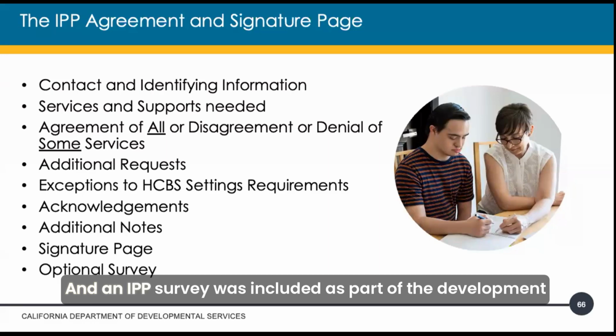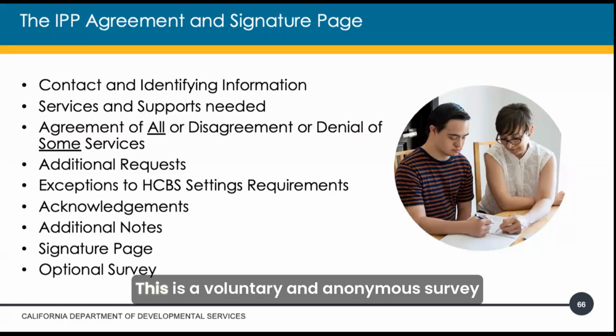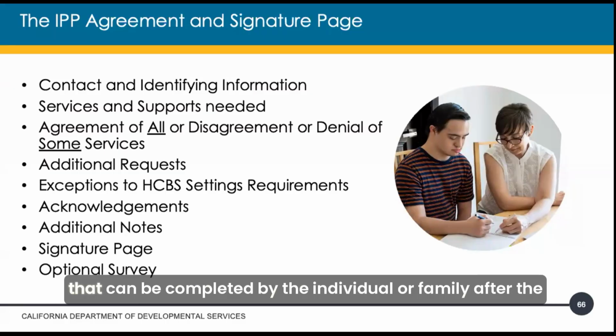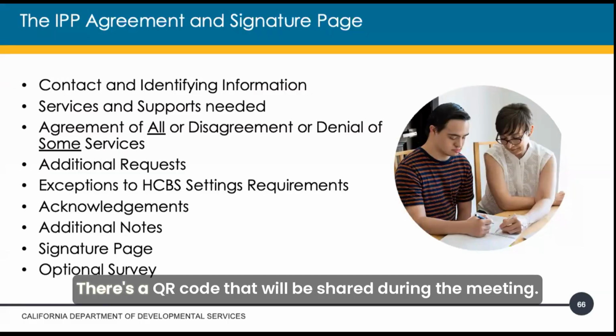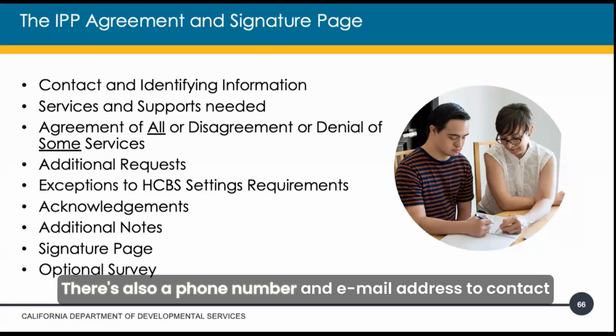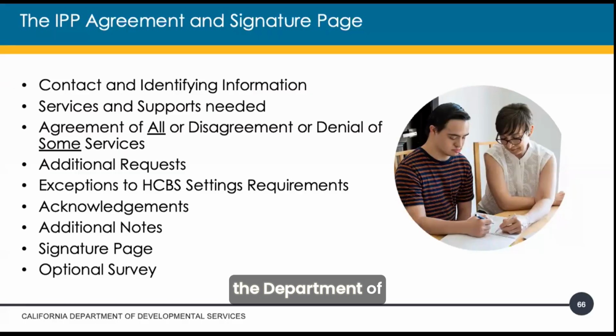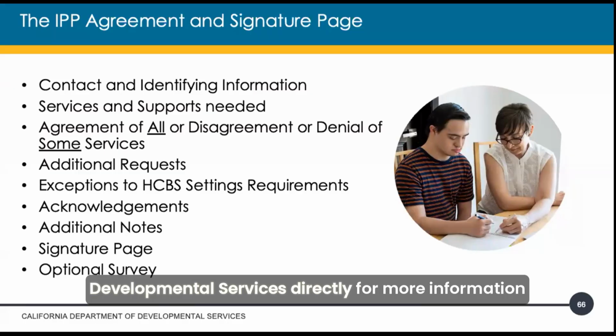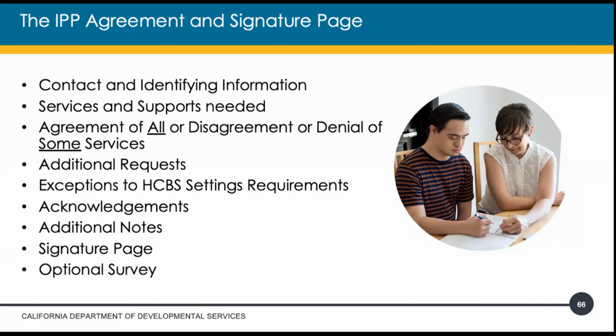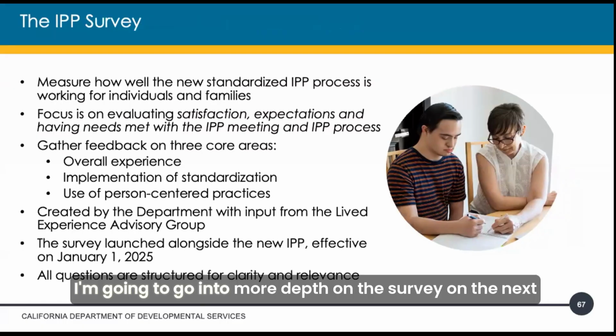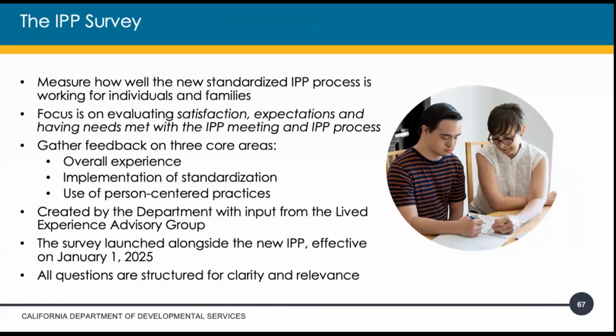And an IPP survey was included as part of the development of the standardized IPP. This is a voluntary and anonymous survey that can be completed by the individual or family after the IPP meeting. There's a QR code that will be shared during the meeting. There's also a phone number and email address to contact the Department of Developmental Services directly for more information, or to receive a copy of the survey in the mail if that's somebody's preference. I'm going to go into more depth on the survey on the next few slides.